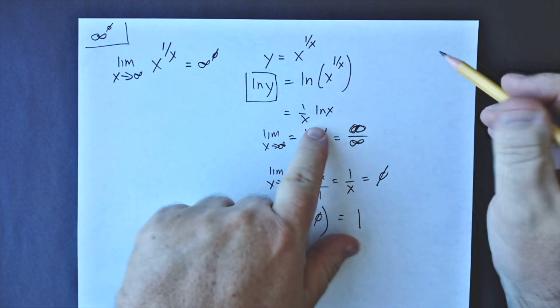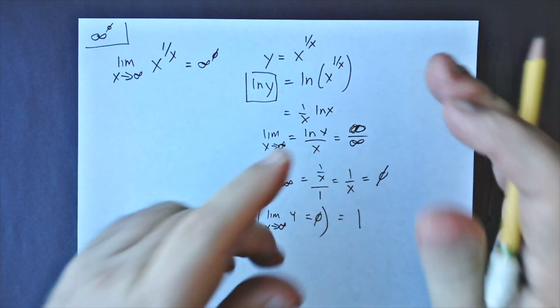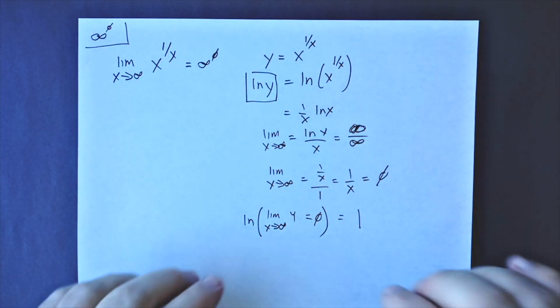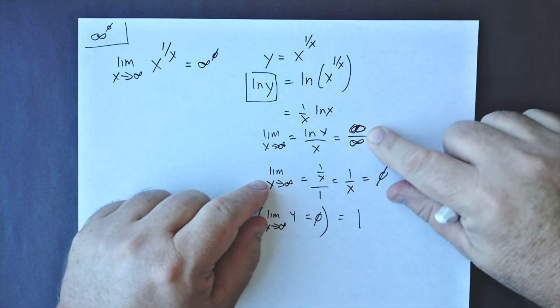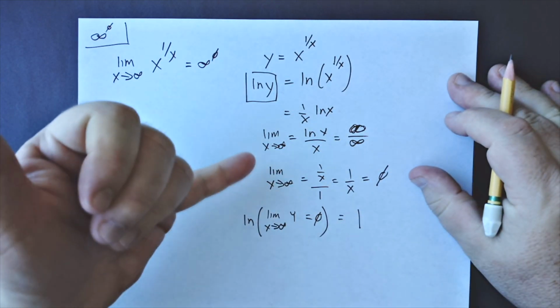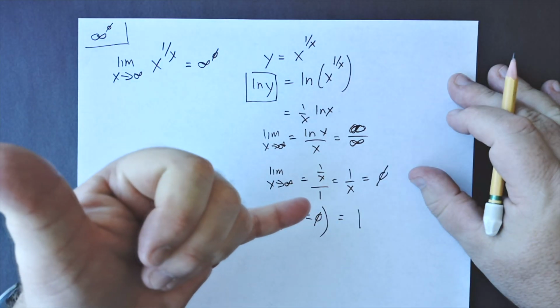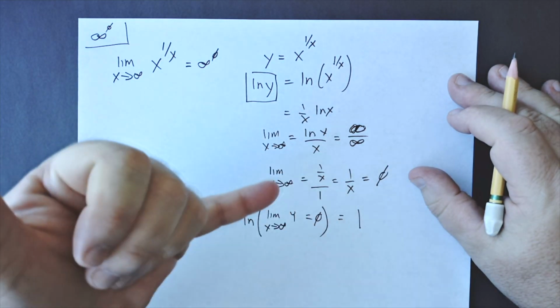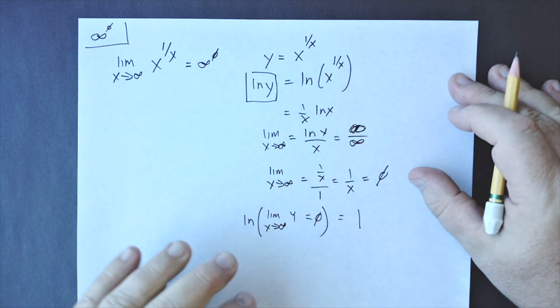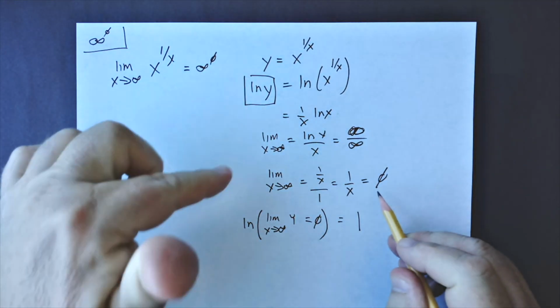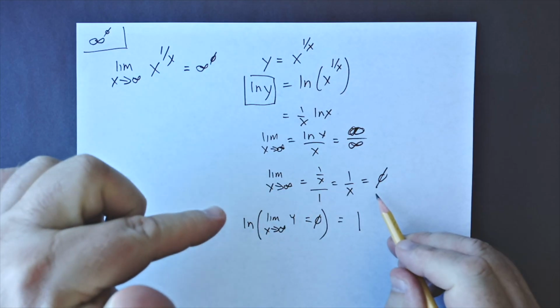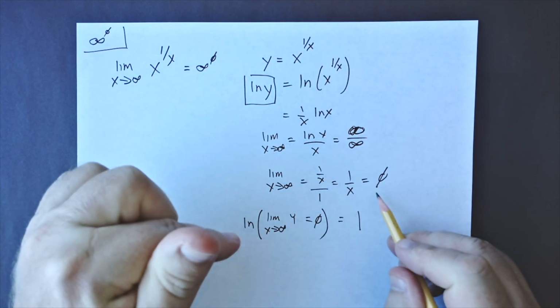Well, now I can turn that into a fraction. Okay, now we can use L'Hopital's rule. So the limit as x goes to infinity of ln x over x is definitely infinity over infinity. Take the derivative, I get 1 over x over 1, which is 1 over x, which is 0. Okay, so that's the limit.